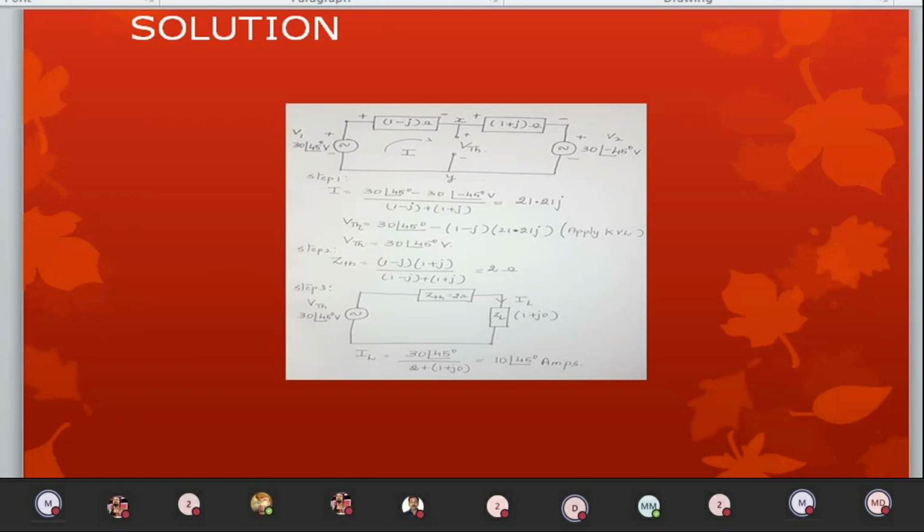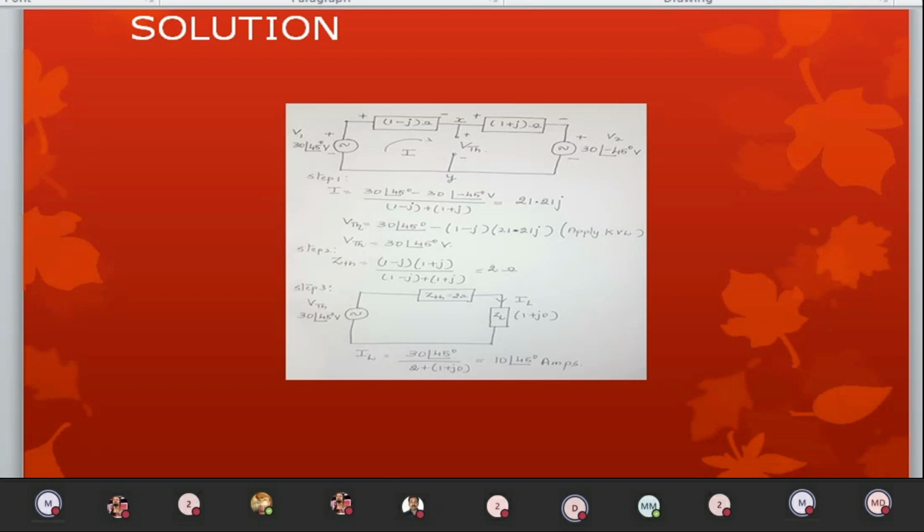Now, what is VThevenin? I have to apply KVL across the source. So 30 angle 45 minus I into (1 minus j) is equal to VThevenin. VThevenin is very simple. It is 30 angle 45 degrees from the calculations.